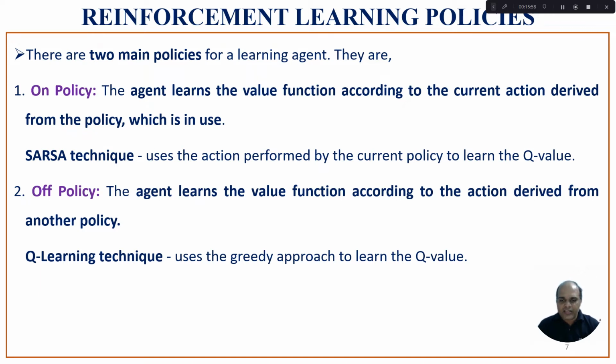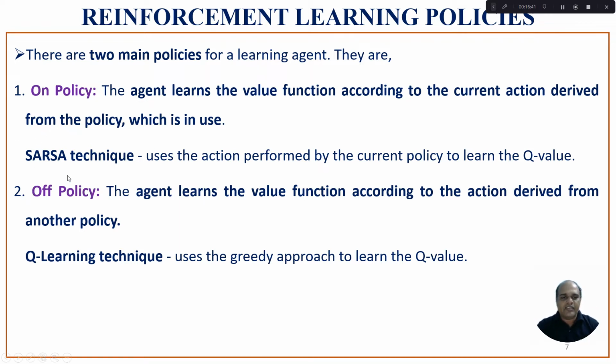So first, the agent tries to traverse the environment. In different directions, it tries to move and find which action is to be performed, so a Q table will be updated. After updating the Q table, we make use of it to decide the next action performed by the agent. That is on policy: the agent learns the value function according to the current action derived from the policy. Using some strategy, it forms a Q table, then from the Q table it finds the appropriate action to be performed in the near future.